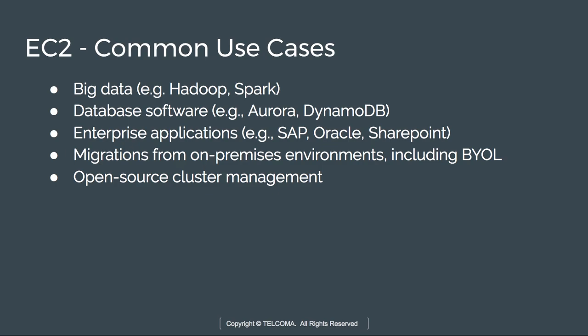So today we are going to discuss EC2 common uses. Where can we use EC2, Elastic Compute Cloud? EC2 is used in big data, for example, Hadoop and Spark. It is used with database software like Aurora and DynamoDB. We have enterprise applications like SAP, Oracle, SharePoint. We have migrations from on-premises environments including BYOL, and open source cluster management. So these are the uses of Amazon EC2.